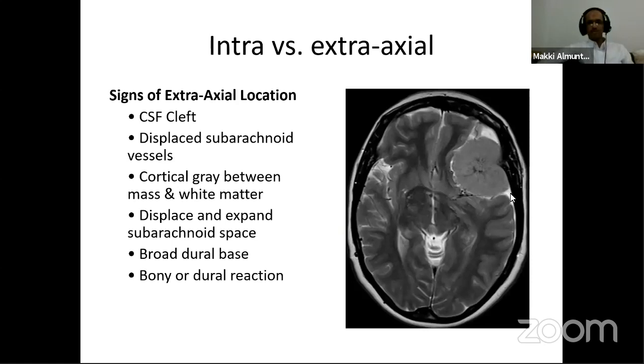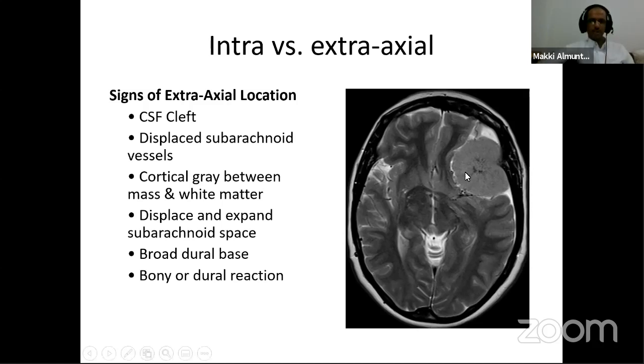This patient has a left frontal region mass. First thing we look at: is it intraaxial, within the brain parenchyma, or extraaxial? If it's extraaxial, then it could be dural-based or arising from the calvarium or subcutaneous tissue, and I'll show examples. How to differentiate intraaxial from extraaxial?